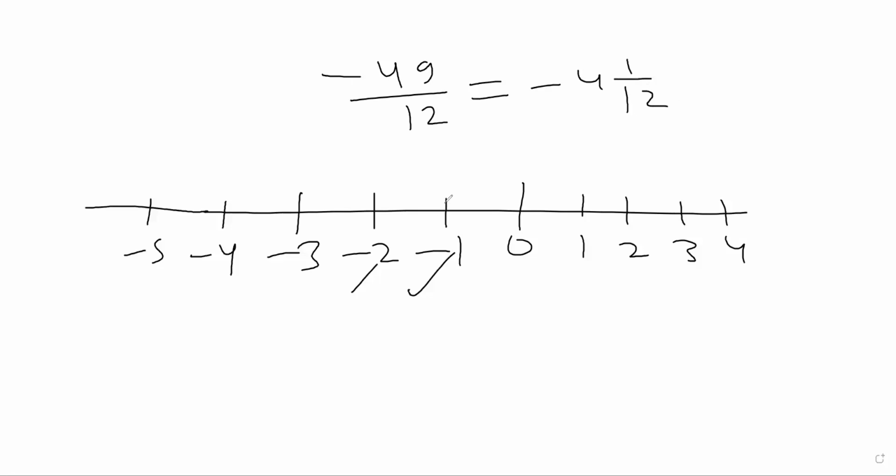Minus 4, 1 by 12. Now you have to first reach minus 4. Then 1 by 12 means first 12 parts, so how many lines? 11 lines, isn't it? 1, 2, 3, 4, 5, 6, 7, 8, 9, 10, 11. Yes, that's right. Now, 1 by 12 means just one jump from here. That is right. But here you have written all these positive. That is wrong. These are all negative, na?